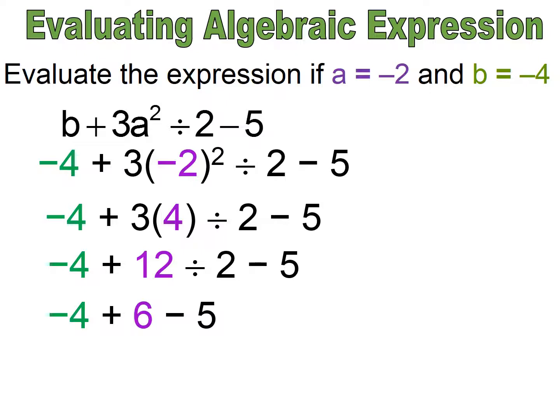And now I'll do the addition and subtraction from left to right. Negative 4 plus 6, different signs, subtract and keep the sign of the higher number, you get 2. And then 2 minus 5 will give us a negative 3.